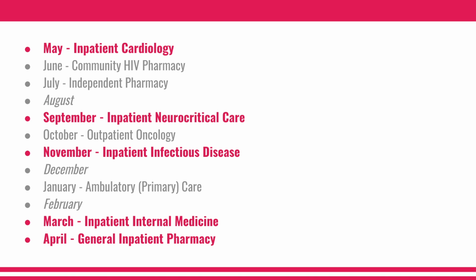So for my inpatient rotations, I tried to find a good balance of various specialties, such as cardiology, neurocritical care, infectious disease, internal medicine, and I also had a general inpatient pharmacy rotation. Now, I chose my neurocritical care rotation because it was at a site that I was considering for residency, and because of my work that I did in that rotation and how I presented myself, I think it was a key component to me securing that residency, which is what I'm in right now.